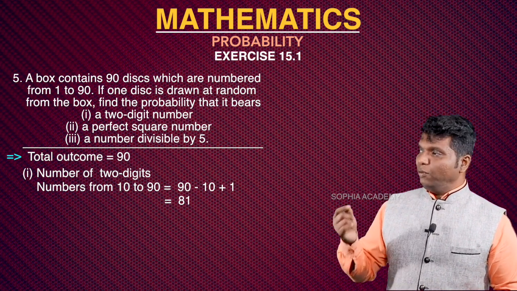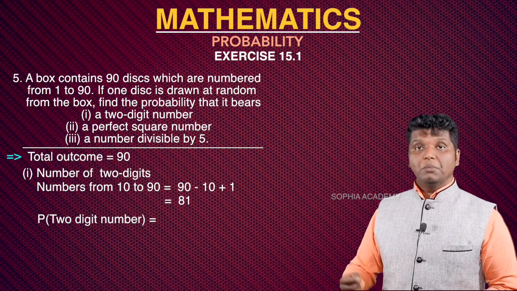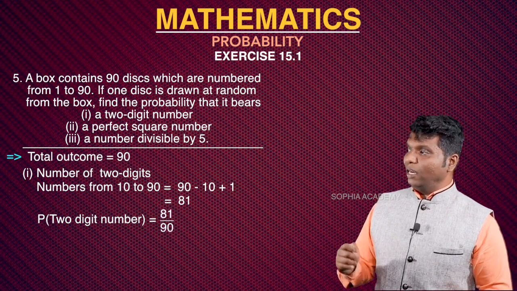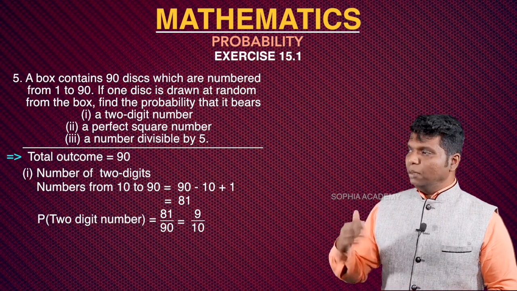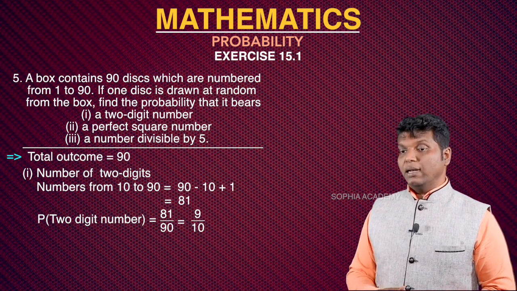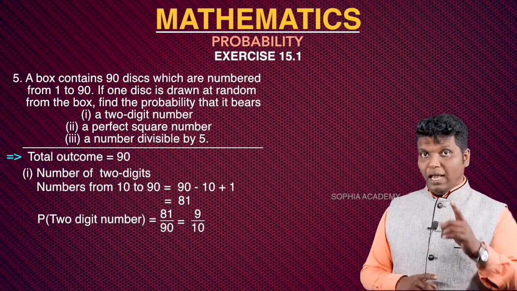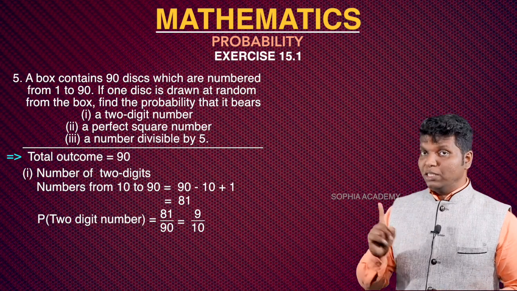Therefore the probability of a 2-digit number is equal to 81 divided by 90, and that's equal to 9 by 10. Cutting them short by the table of 9, if you divide by 9, you will get 9 by 10. Every time, remember, you have to make it into the simplest form.